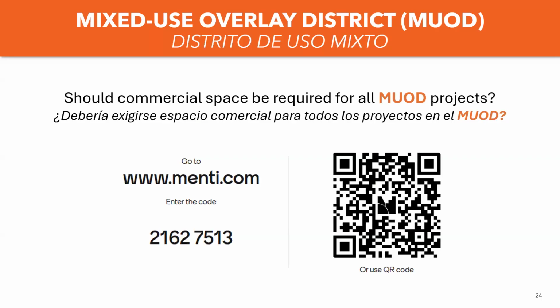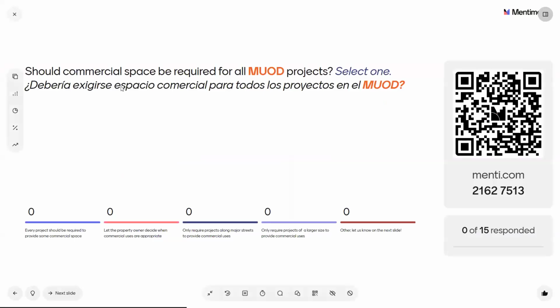Yes. So the next question that we have for folks, again, Mentimeter instructions on screen. So QR code for the website with the number there as well. If you've logged on, you'll stay logged on. But the question that we have now is, should commercial spaces be required for all mixed use projects? So we'll ask you to select one. So we have a number of different options listed on screen.